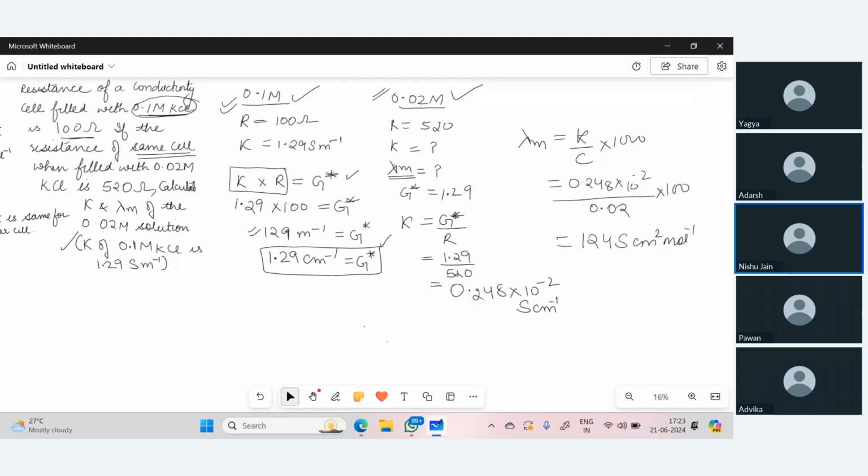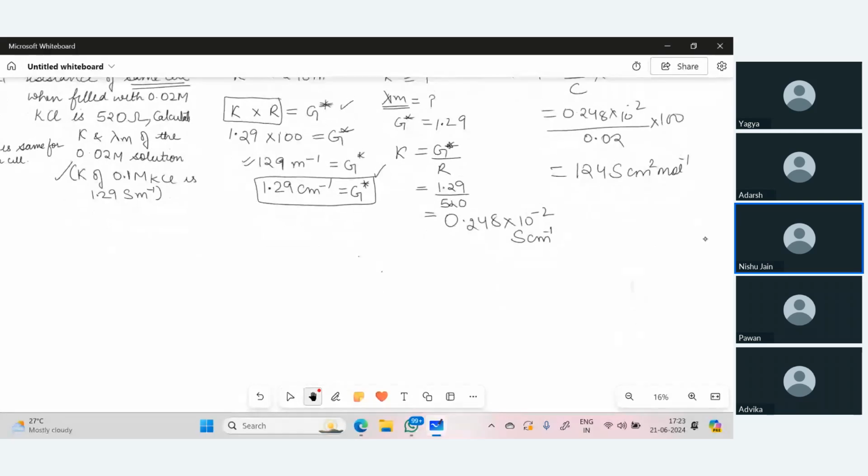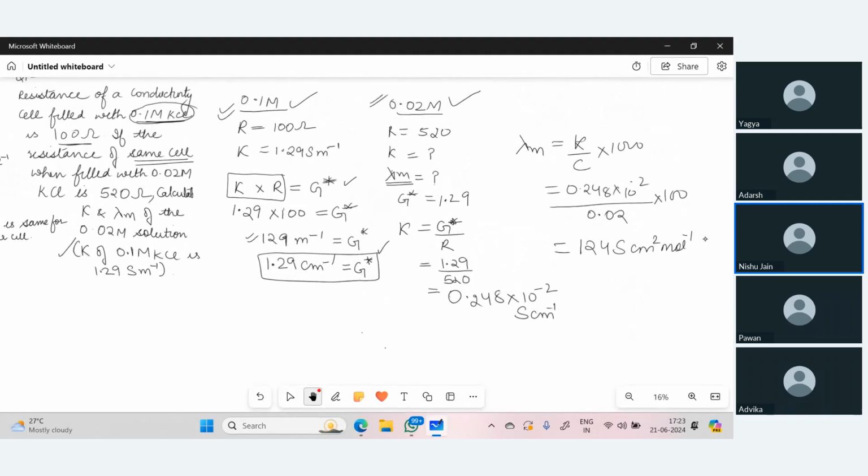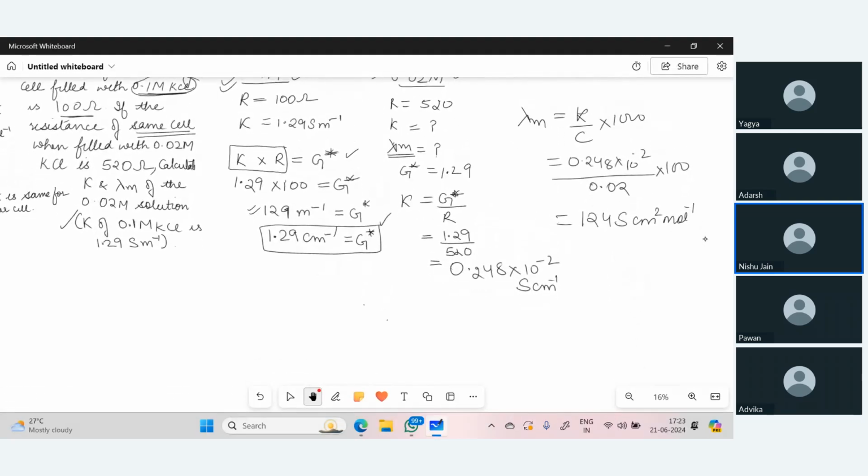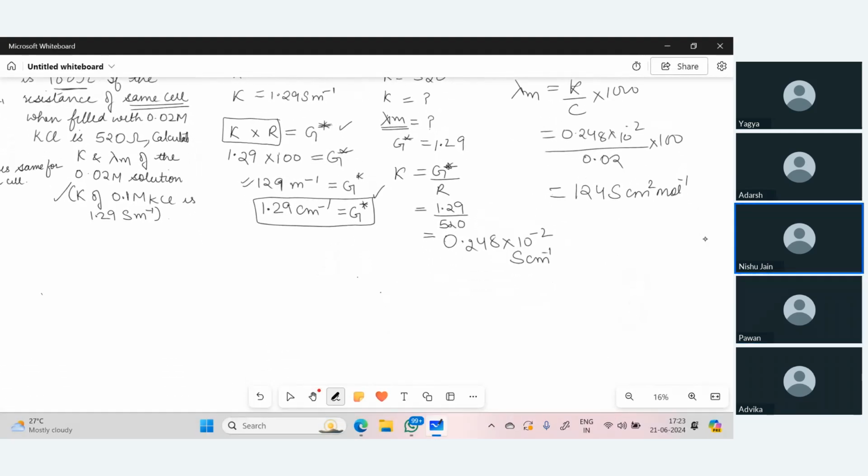Others, Pawan, is it clear, this numerical? Any doubt here? No doubts, ma'am. Okay, now I am giving you one numerical. All of you solve it and tell me the answer. It's almost the same type of numerical. Write it down. Are all of you done with the writing part? Yes, ma'am.